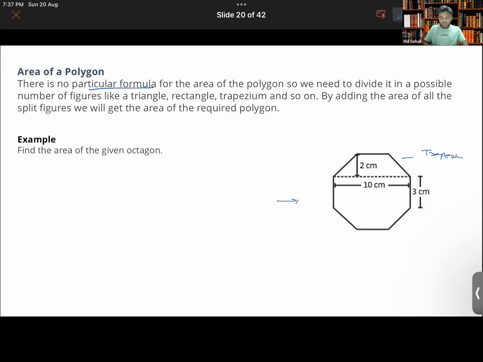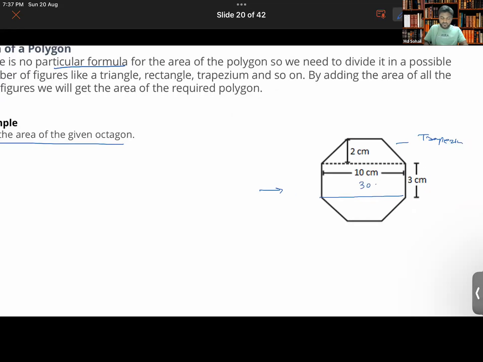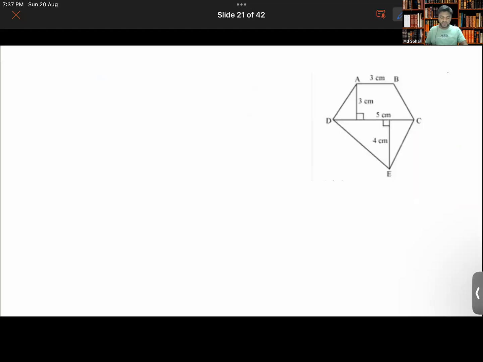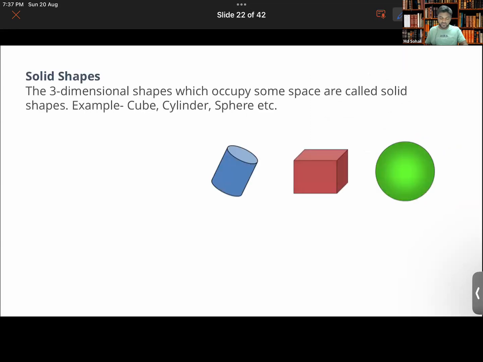So you can make at least 2 trapeziums out of it. You can make more trapeziums also, but we will make 2 trapeziums in this one. I think you guys solved this one, no? Did you guys solve this question or not? Find the area of the given octagon. Arhan, Arham? You have done. We solved this, 30 centimeter square, and you calculated the area of 2 trapeziums. So that is also simple. This one also I think you guys have solved.